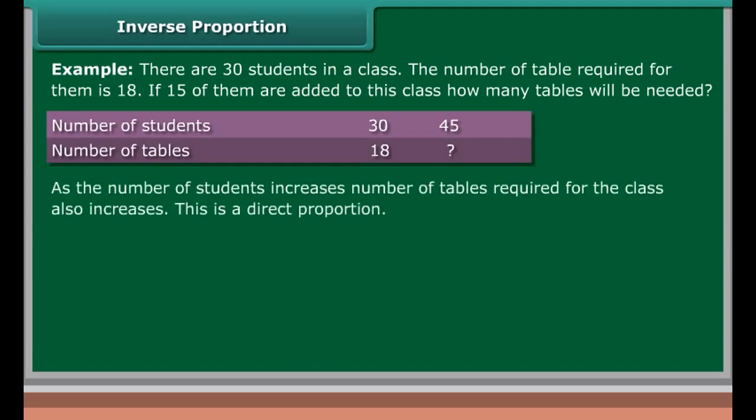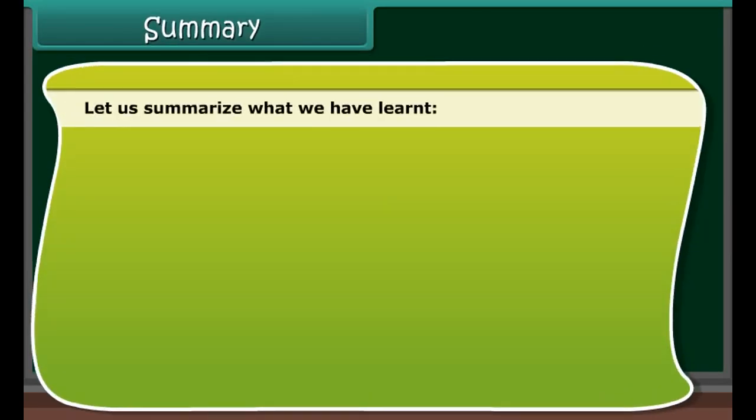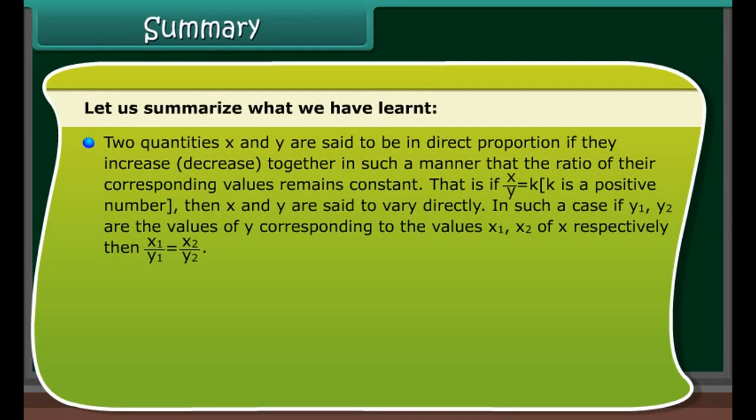Example: 5 tankers are required to fill a tank in 2 hours 30 minutes. How long will it take if only 3 tankers of the same type are used? The fewer the number of tankers, the more will be the time required to fill the tank. So this is an inverse proportion. 5 into 150 is equal to x into 3. 5 into 150 upon 3 is equal to x. 250 is equal to x. Time taken to fill the tank by 3 tankers is 4 hours 10 minutes.